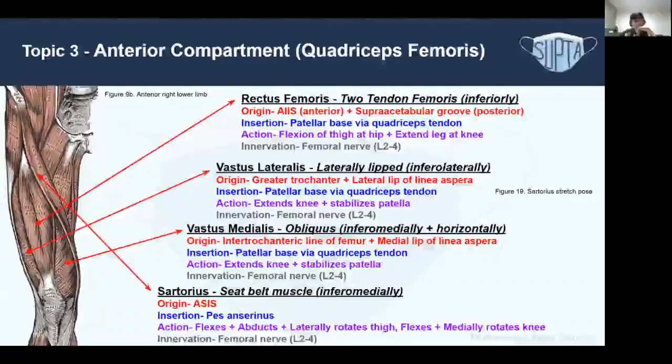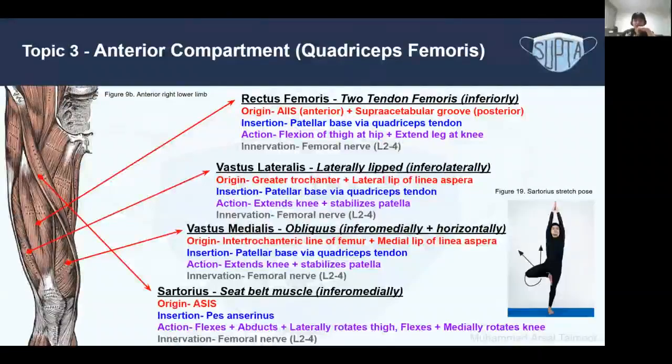The sartorius is a seatbelt because of the way it sort of goes diagonally, inferomedially, originates from the anterior superior iliac spine, goes all the way down, and it's the third and final muscle for the pes anserinus. So remember sartorius, semitendinosus, and gracilis. So it does a lot of things. That's how you remember it, like a yoga pose. If you remember that, you can sort of, and I've sort of drawn the direction of action there.